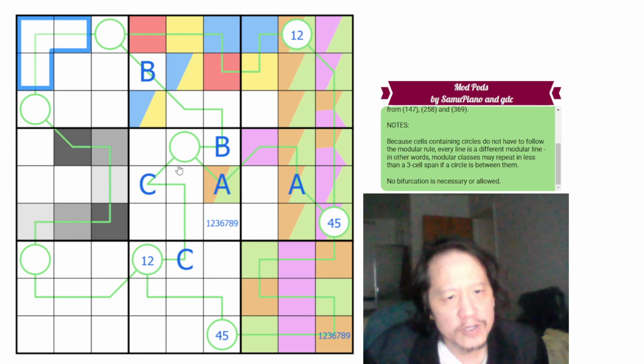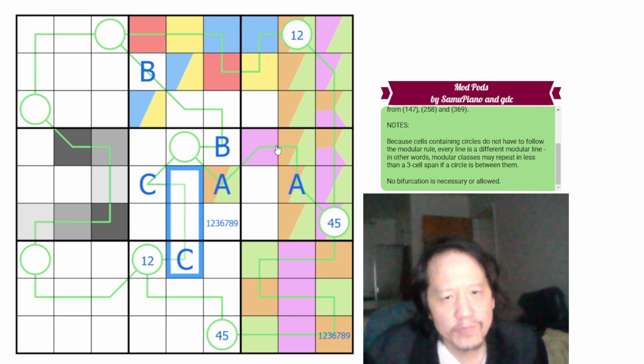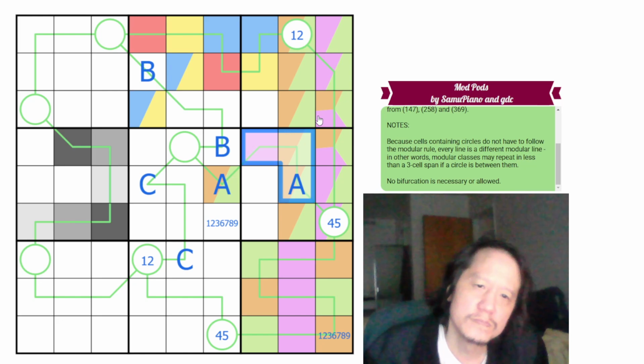This is one of each. This is one of each. This is one of each.